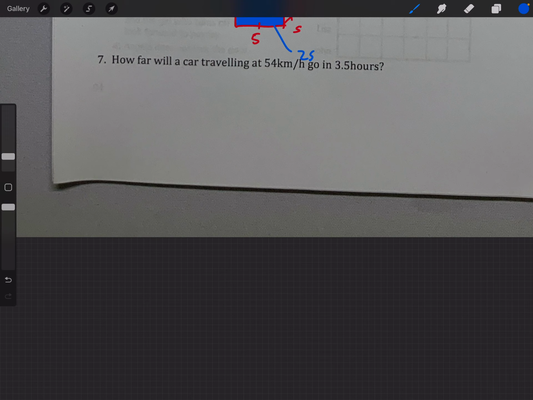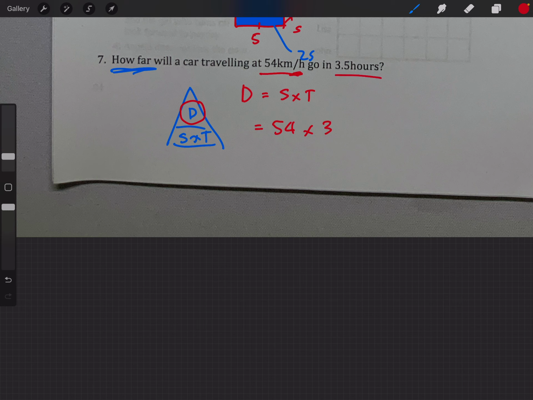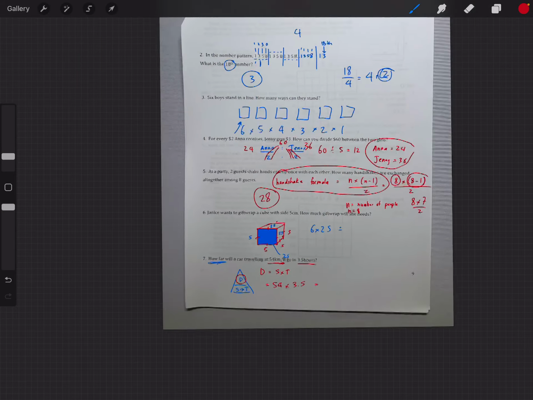Question 7. How far will a car travel at... Now we have this question, which is distance over speed times time. It is how far. How far means a distance. So you need to find a distance. To find a distance, you cover it and you say the answer is speed times time. The speed is equal to 54 kilometers per hour. And the time is 3.5 hours. So 54 times 3.5 and work it out.